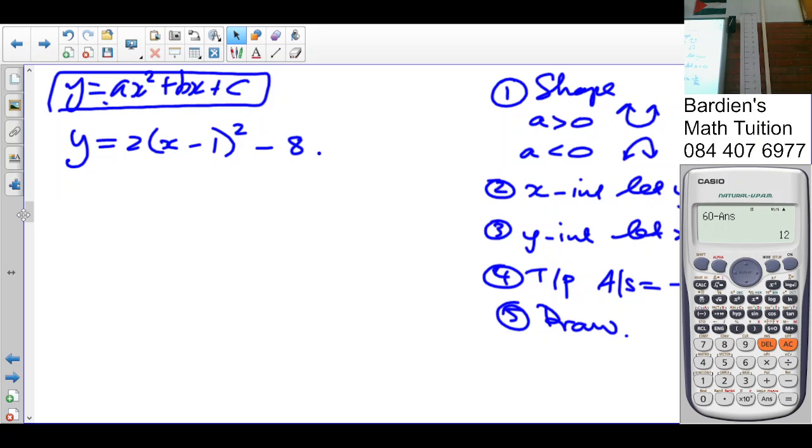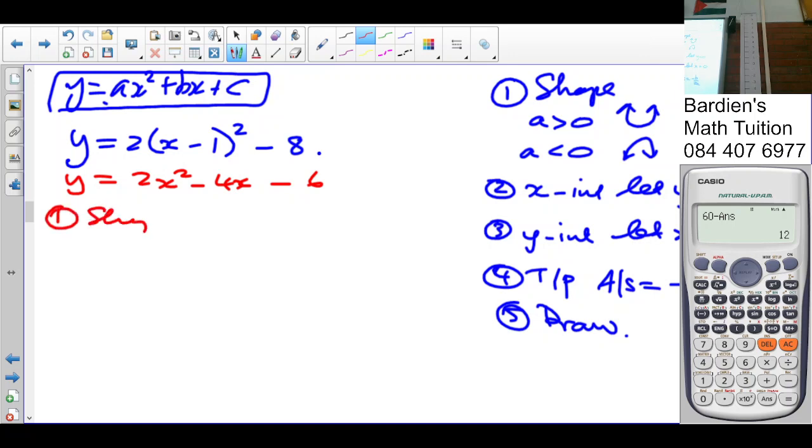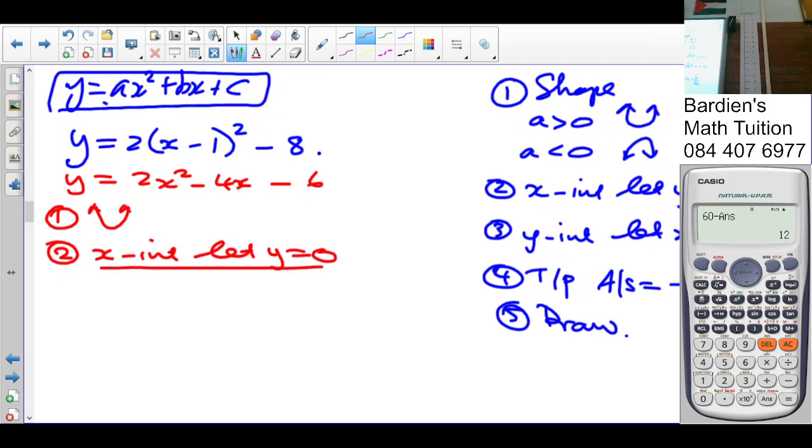Alright. So what do we get? Y equals 2x squared minus 4x minus 6. Okay. So what's the first thing? Shape. So what will the shape of this graph be? Smiley. Let's draw. Smiley. Secondly, what do we do? X-intercept. What do you do for X-intercept? Let y equal 0. So do your thing.